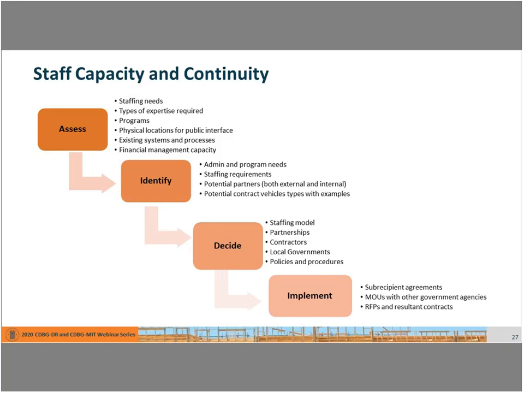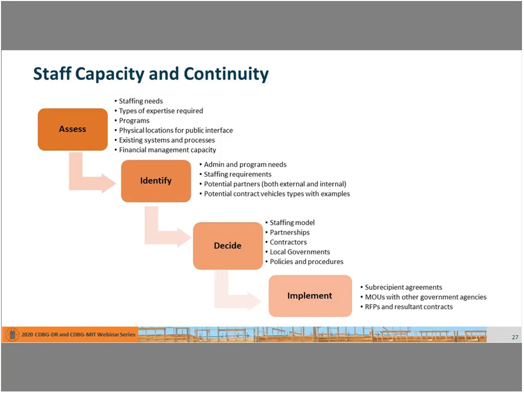Third, determine your approach to meeting those capacity needs. Having assessed your capacity and the entities that are available to help with your program implementation, you can make choices about the best way to build your team. As a grantee, you've got lots of options for staffing and administering your program.